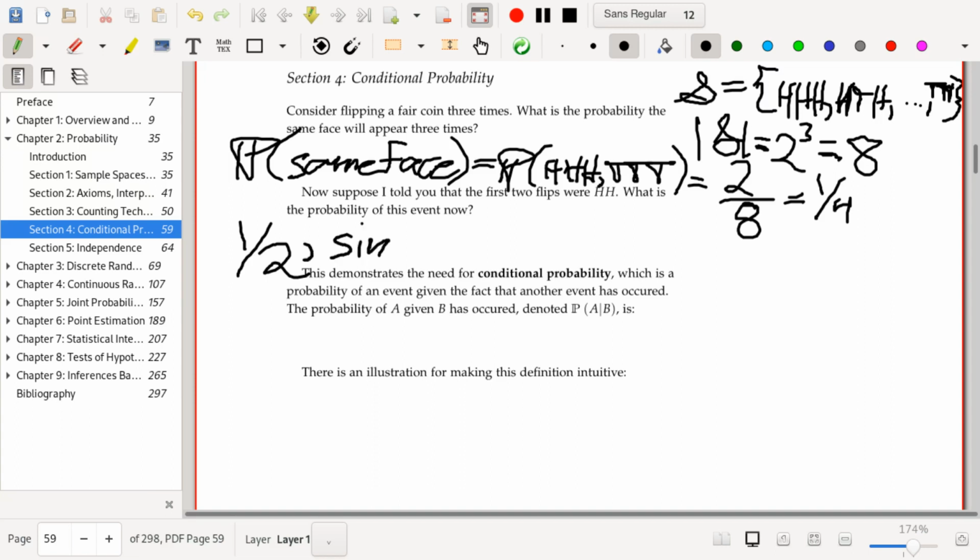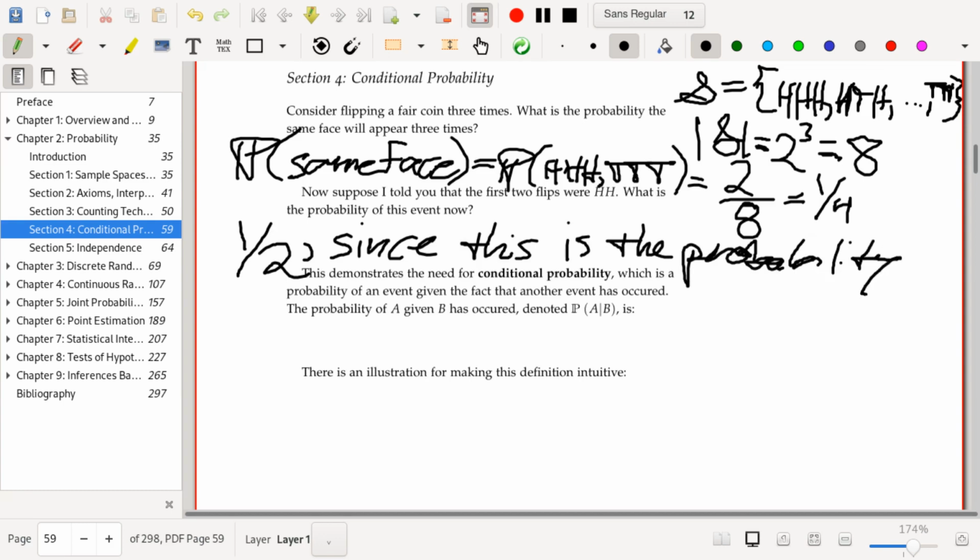Since this is the last, the probability of the last flip being heads, the last flip, one half seems like a reasonable number. Now that said, we haven't really built the theoretical tools or the mathematical tools to actually discuss possibilities like this.